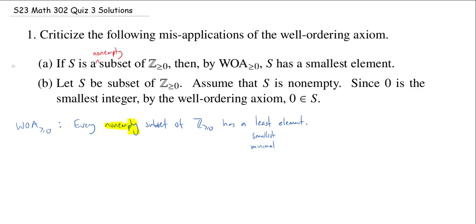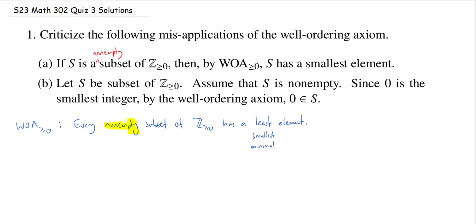All right, so this is a common misconception that a lot of students will have. Oh yeah, look, we're looking at the integers greater than or equal to 0. 0 is the smallest integer. So if I have a non-empty subset, 0 is the smallest element. Of course, this is easily disposed of by just looking at an example.